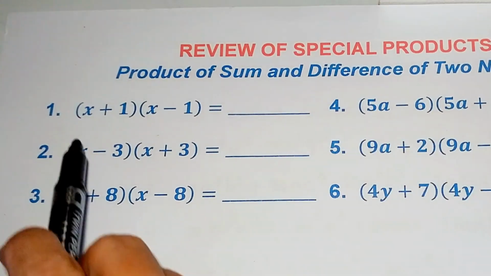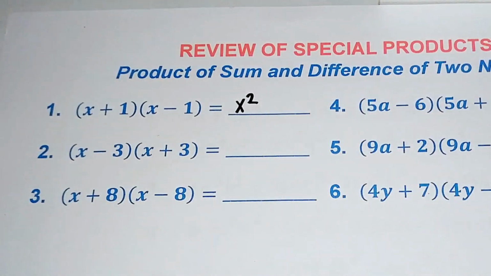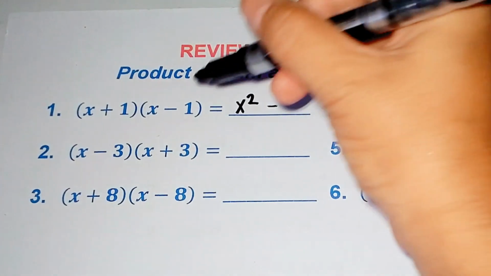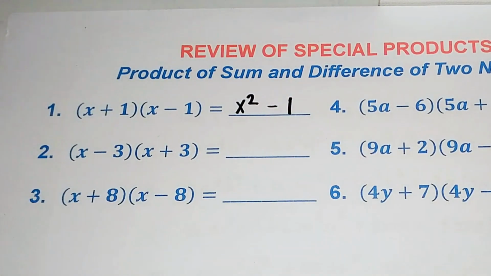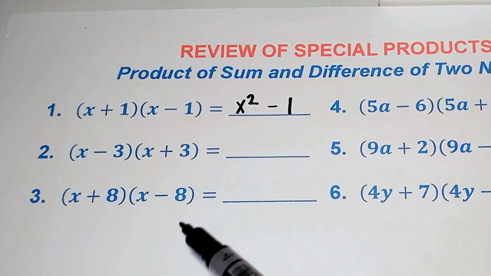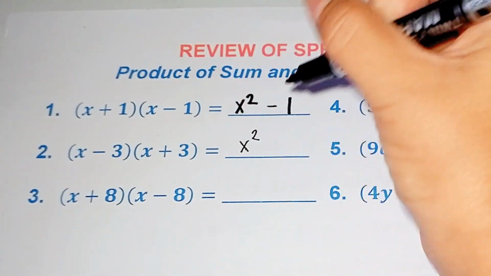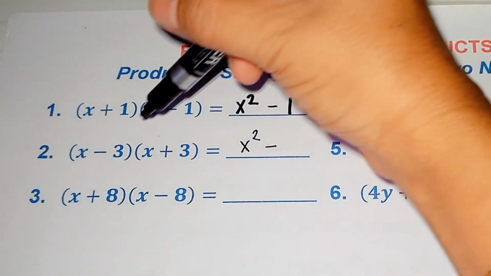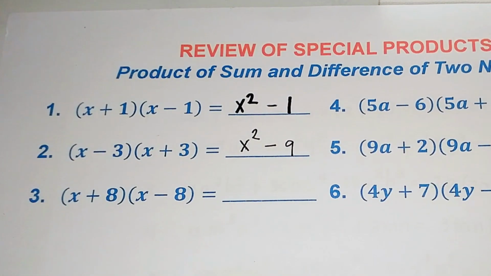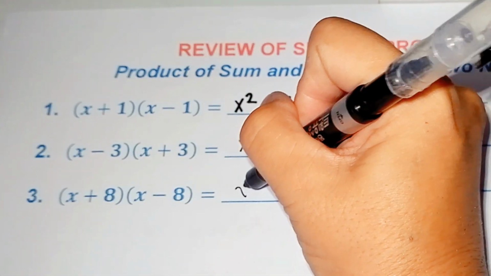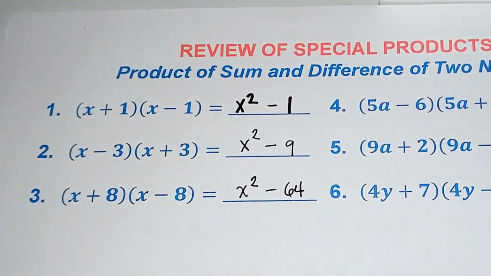Observe the pattern. So if you have x plus 1 times x minus 1, this is equal to the square of the first number minus the square of the second number. So 1 squared is 1. Number 2, x minus 3 times x plus 3. So this is equal to the square of the first one, that's x squared, minus, always minus, 3 squared is 9. Number 3, x plus 8 times x minus 8. The square of x is x squared, and the square of 8 is 64. So x squared minus 64.